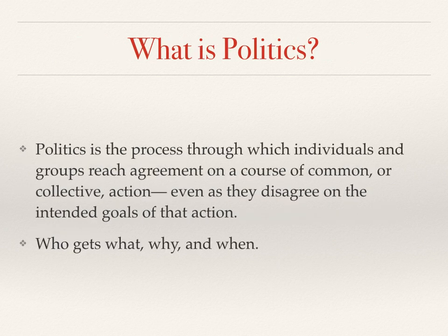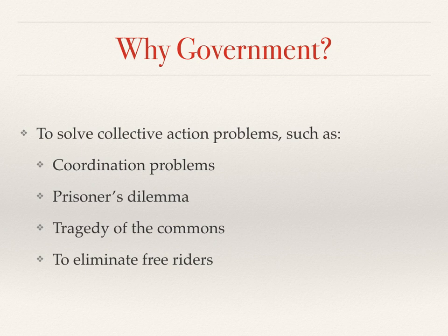Now, what is politics, right? If political science is the study of politics, what is exactly that we're studying? Politics is the process through which individuals or groups reach agreement on a course of common or collective action, even when they disagree on the intended goals of that action. But of course, this clearly leads to collective action problems.